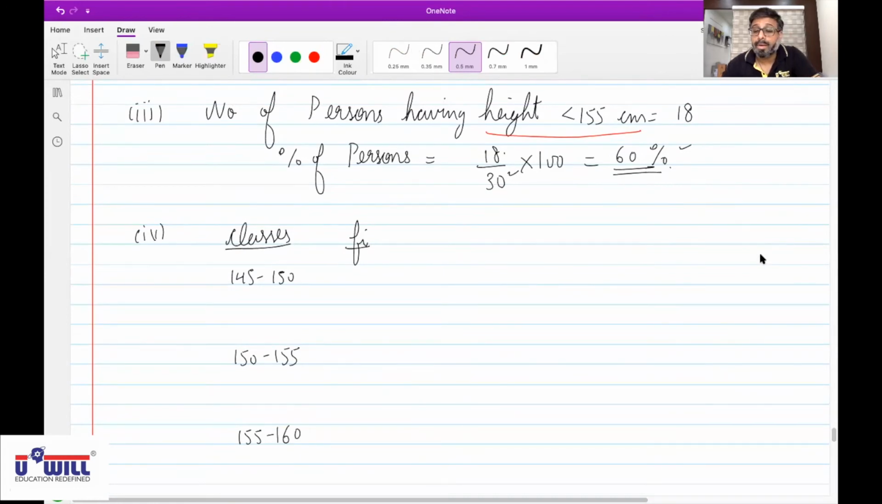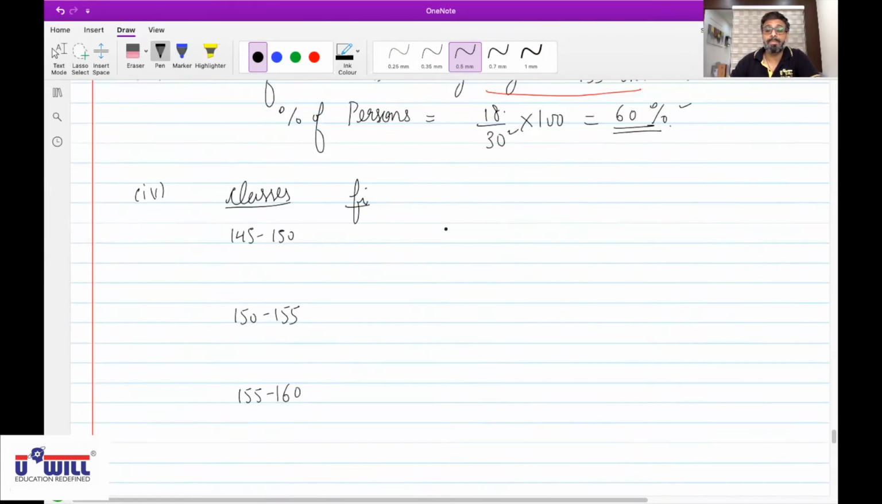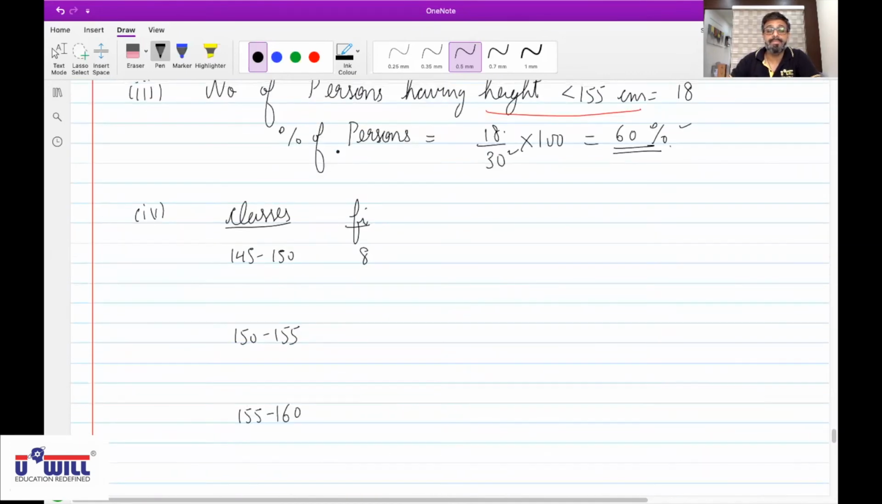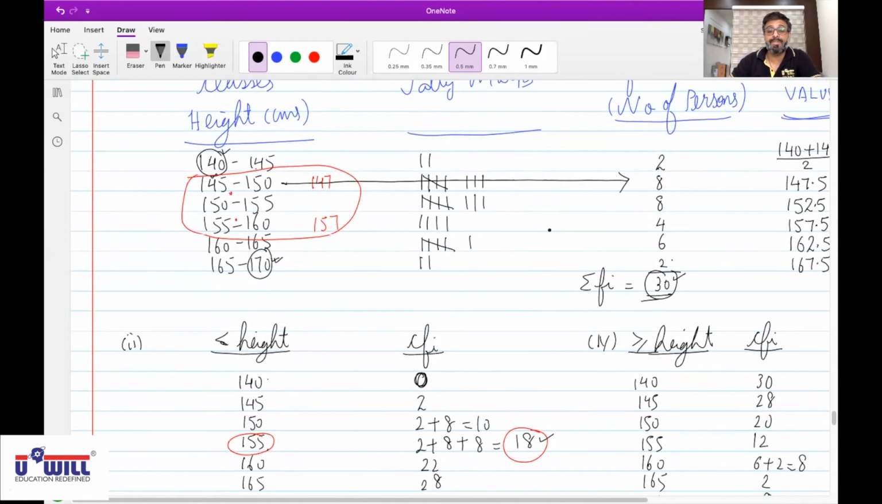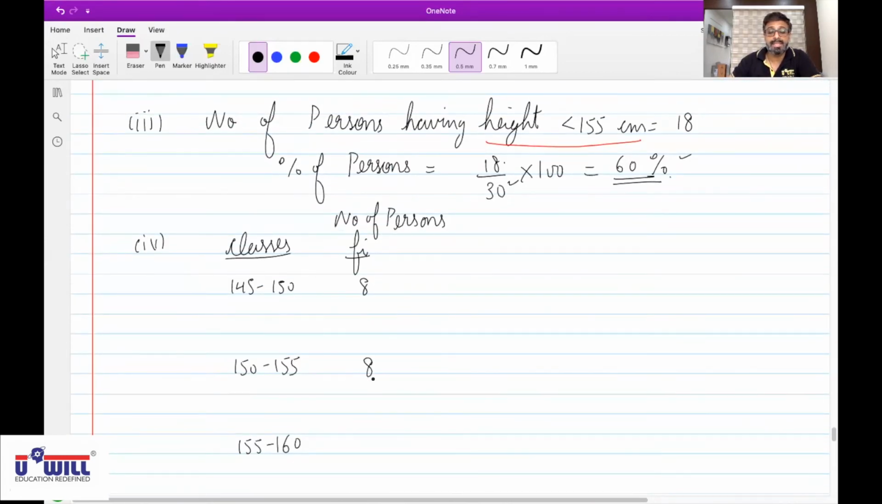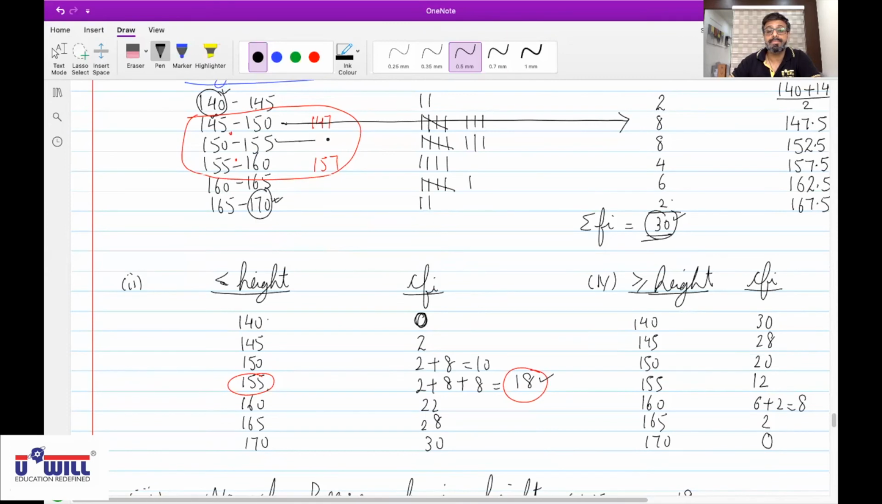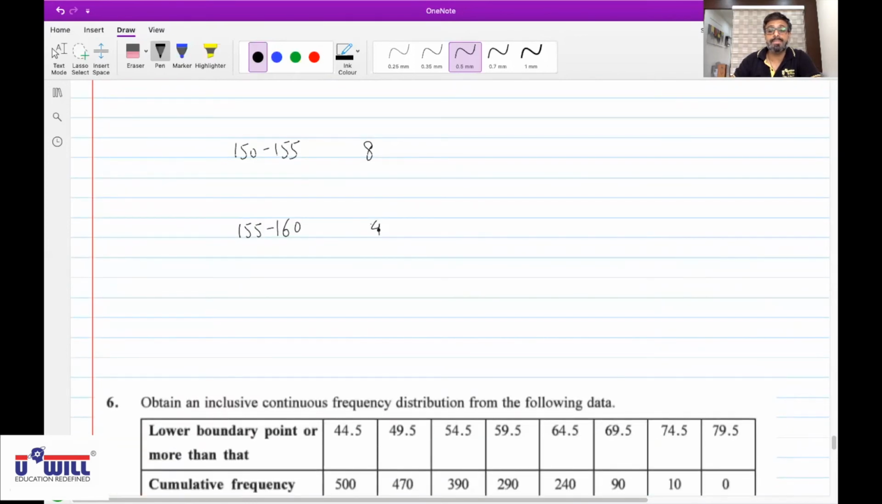Now, Ayushi Patel, unmute yourself. How many persons are there? 8. Frequency means number of persons. Then tell me, what is the frequency of 150 to 155? 8. And 155 to 160? 4. All of you have noted this down?